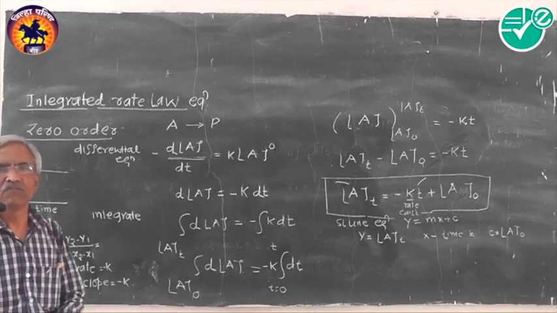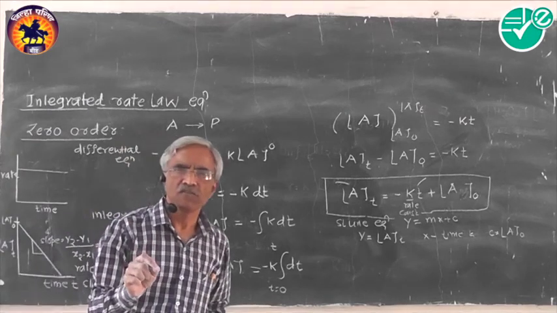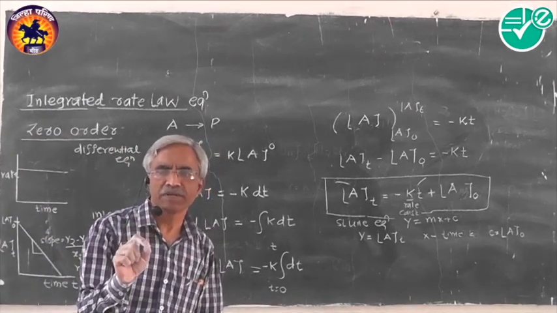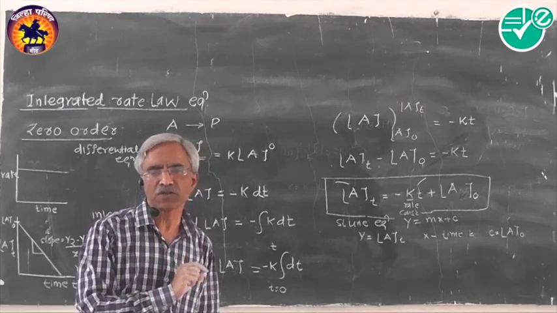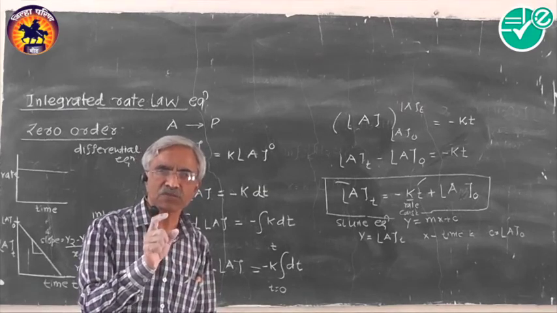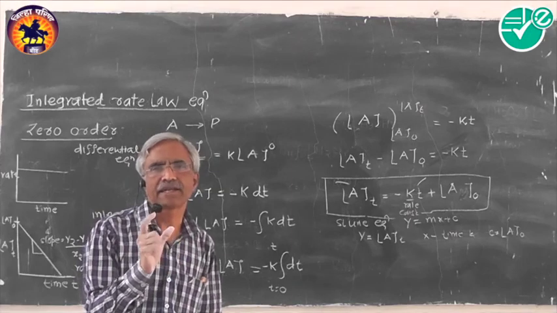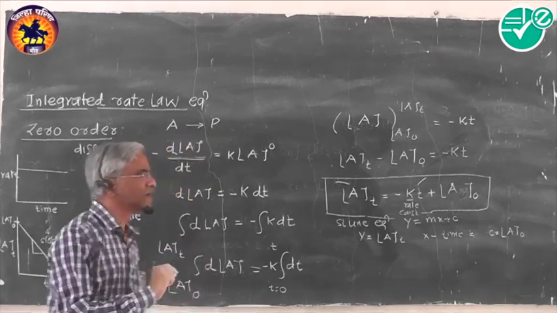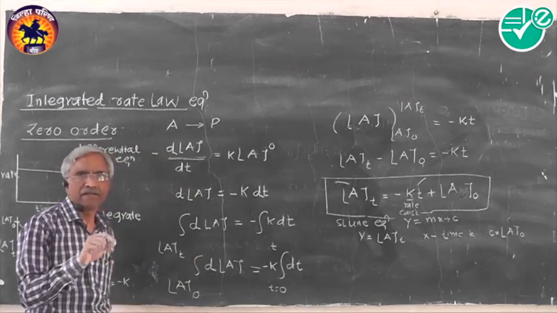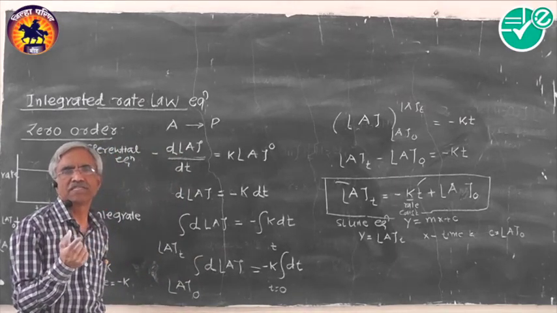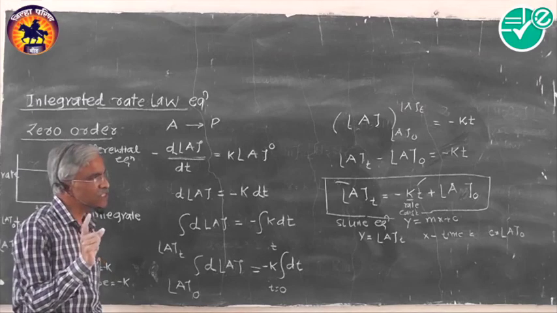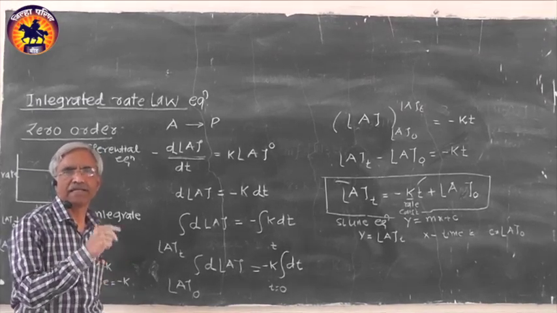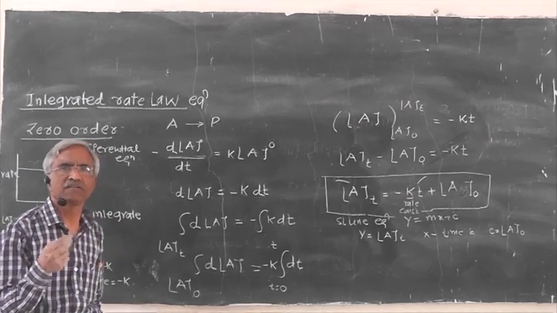So this way we go for the study of the zero order reaction. I have explained the integrated rate law equation for zero order, the differential equation we have already studied, and then the graphical method for the zeroth order reaction. And in the next lecture we will study the first order reaction: integrated rate law, graphical method, and the concept of half-life period.